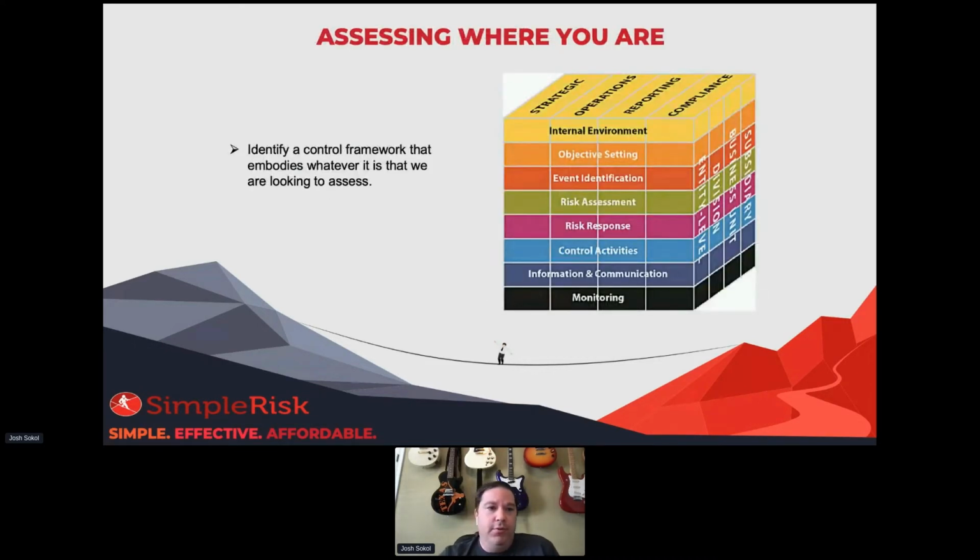And in order to do that, we need to identify the control framework that embodies what it is that we're looking to assess. And there's tons of control frameworks out there. I'll talk a little bit about that on my next slide. But understand, are we trying to protect our customers' privacy data? Are we looking at securing credit cards? Are we creating some super duper top secret system? Each one of these different environments is going to have different requirements. And so that's where we're going to start.